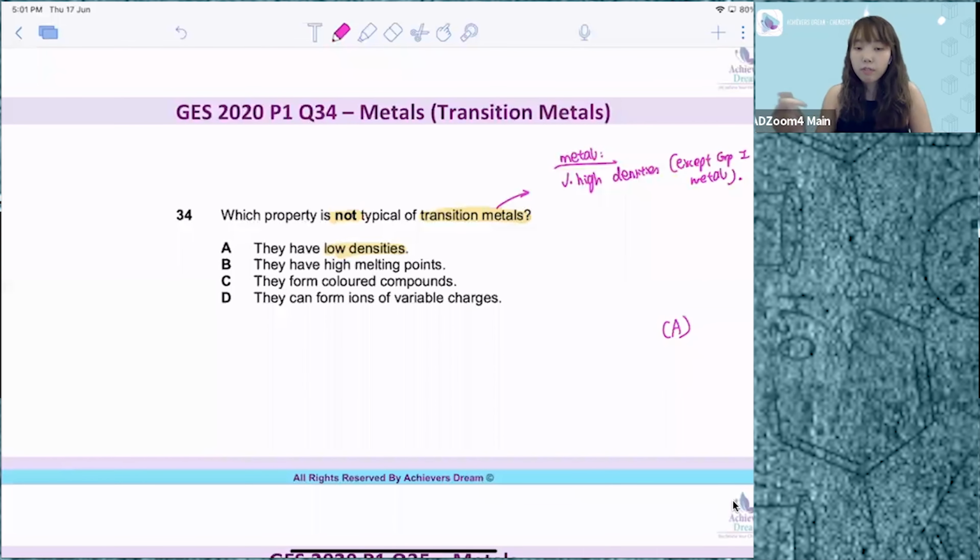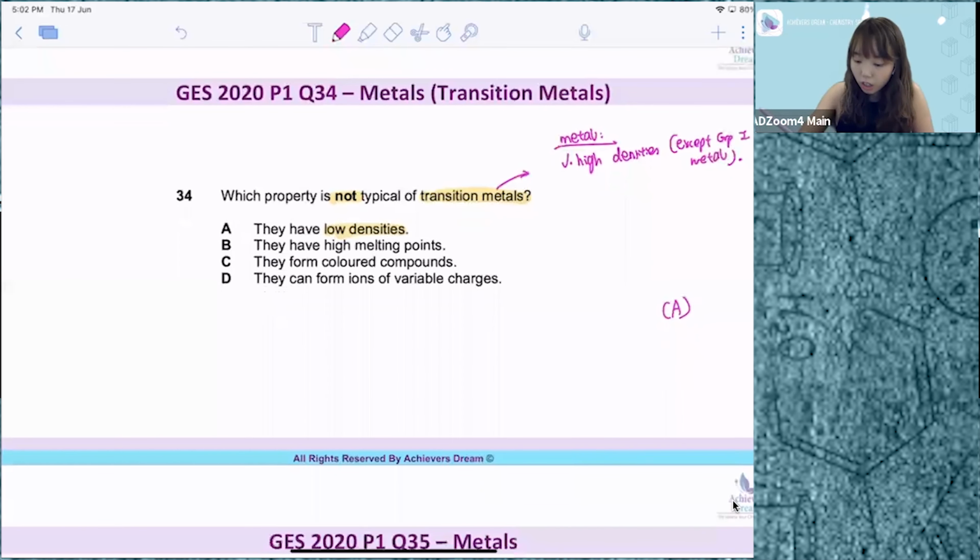So only group 1 metals have low densities. So option A is not a typical property of transition metals. So actually option A will be your answer. But let's say option B, they have high melting points.